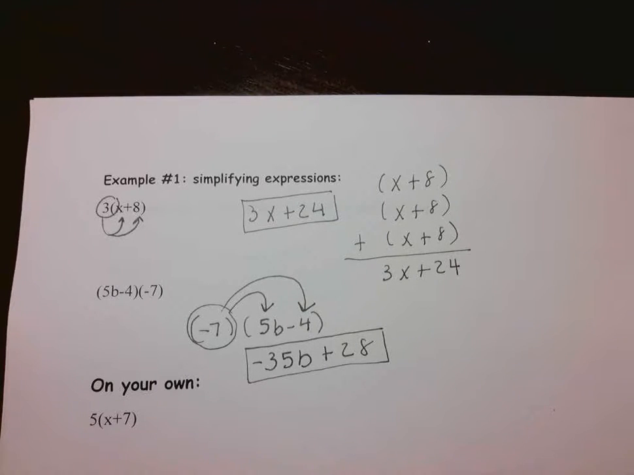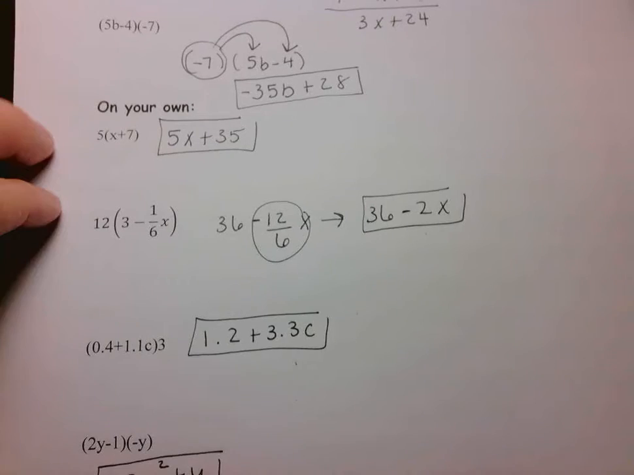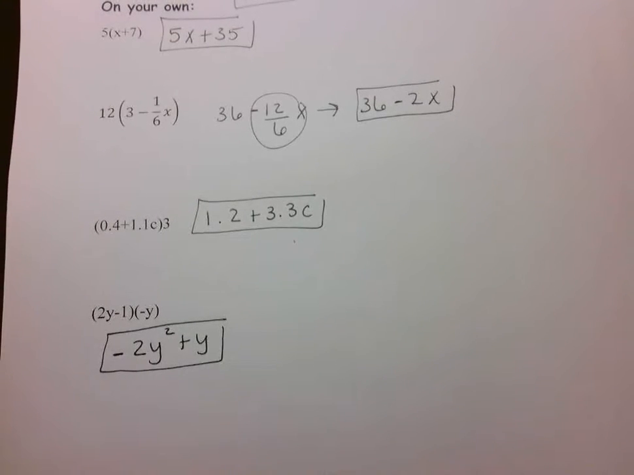Okay, go ahead and hit pause and work out the on your owns. Here are my answers. The first one is 5x plus 35. The next one is 36 minus 2x because this reduces. The next one is 1.2 plus 3.3c. And finally, the last one is negative 2y squared plus y.